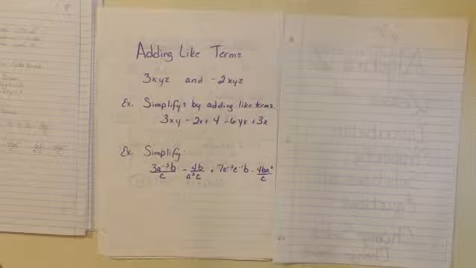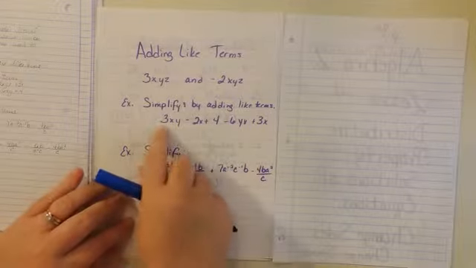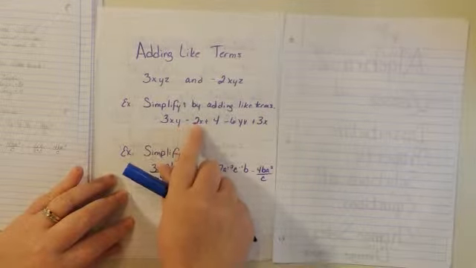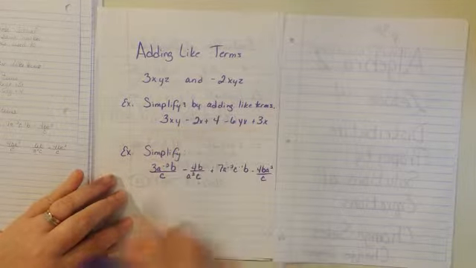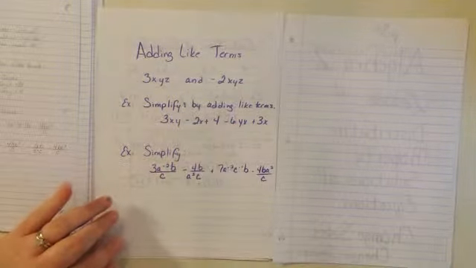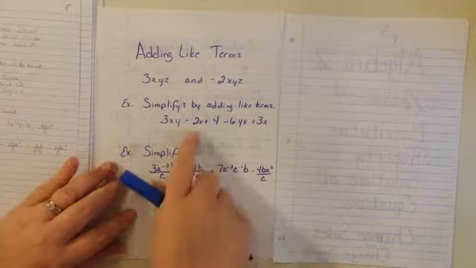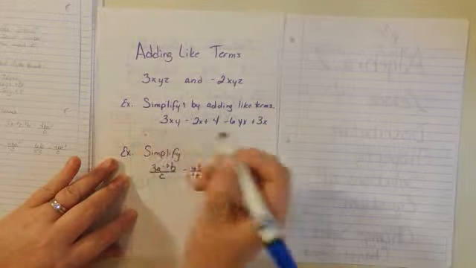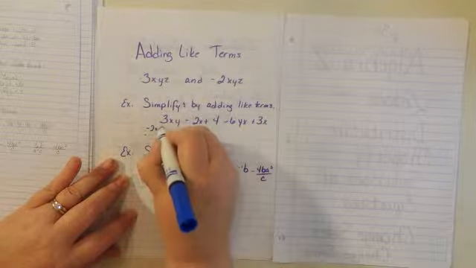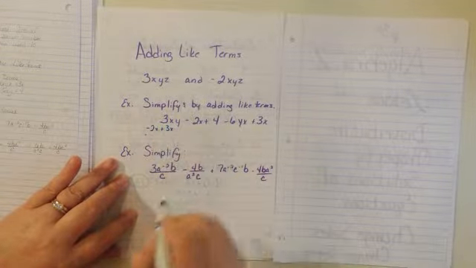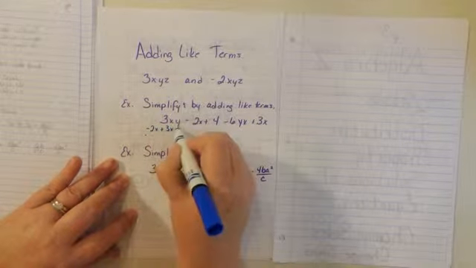So, let's simplify by adding like terms. We have 3xy minus 2x plus 4 minus 6yx plus 3x. So let's start by putting the like terms together. We have negative 2x, positive 3x. We have positive 3xy.